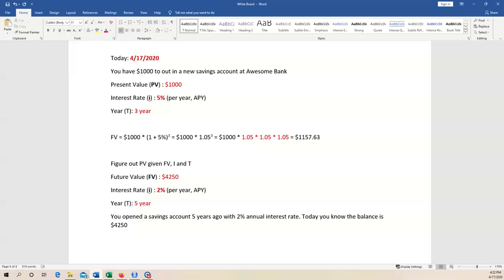$4,250, right? So notice here, this balance now, this is the future value because you opened this account 5 years ago. After 5 years, the account balance becomes $4,250, right? So in this case, this amount of money is the future value. And you know interest rate 2%. And you know you have left some amount of money for 5 years in this saving account, resulting in $4,250, right? So this question, how much money did you deposit in this saving account 5 years ago?